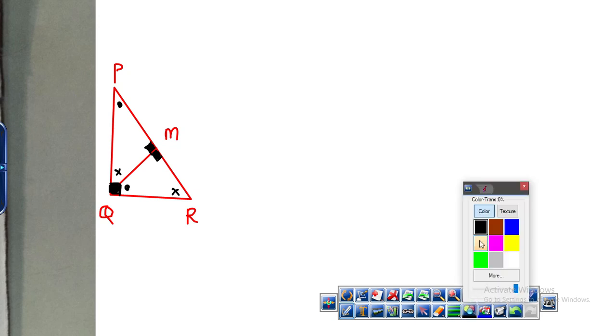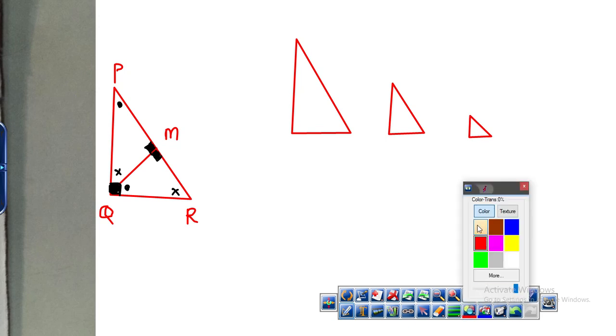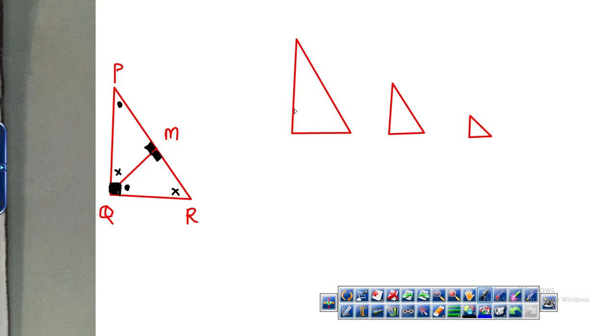Now, as I was saying, there are 3 triangles hidden inside this. One is the biggest triangle, another is the medium triangle, and third is the smaller triangle. Inside the biggest triangle, 90 is Q, dot is P, cross is R. Very easily visible.